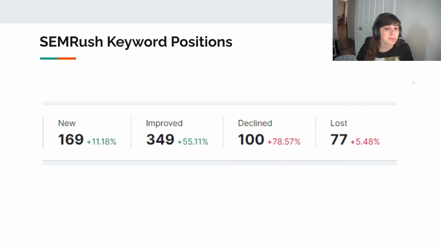So keyword positions, this is a new feature I found on SEMrush, so I'm really glad I found this because it's essentially like a SERP robot report, except I don't have to pay for it and I don't have to put in the specific keywords that I'm looking for. So it said that I got 169 new keywords and 350 of my keywords have improved. 100 unfortunately declined, and I guess I lost 77, that metric. I'm not really sure what it is, so if you're familiar with it, please let me know. Because I didn't take any articles down, so I don't know how I lost a keyword.